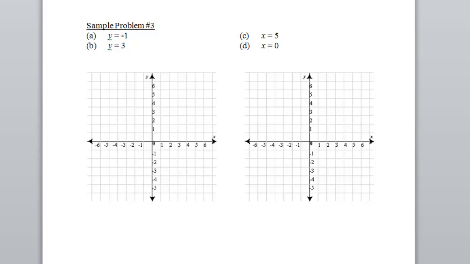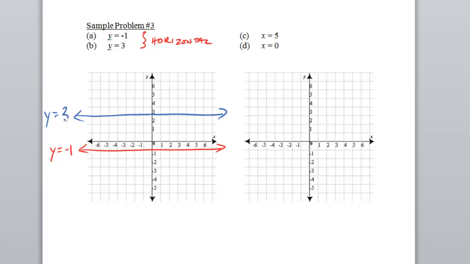So go ahead and work sample problem 3. Okay, for sample problem 3, part A and B, I'm going to do on the left graph, and you can see it says y equals to -1. So that means these are horizontal lines, and so I'm going to put y equals to -1. So at -1, I'm going to just draw a horizontal line all the way across. And then for y equals 3, I'm going to do the same thing at the 3 value, and that's y equals to 3.